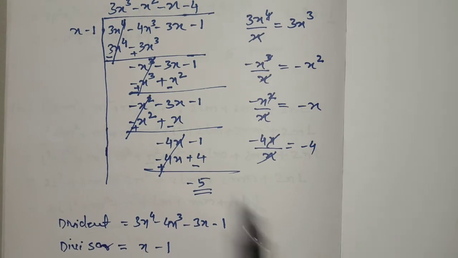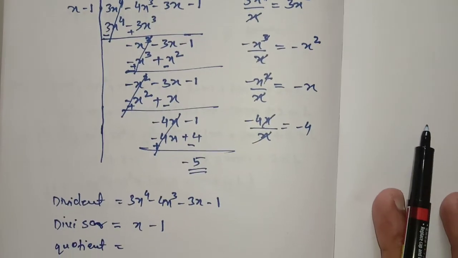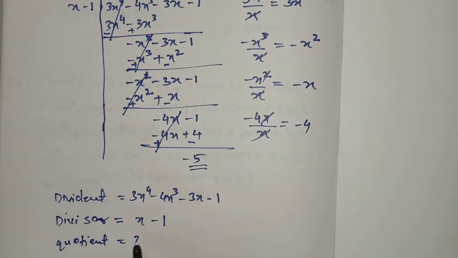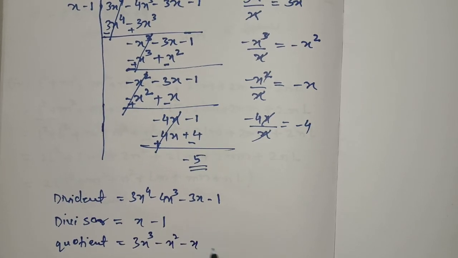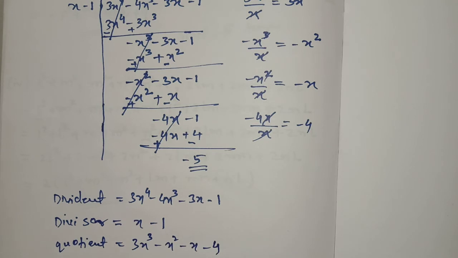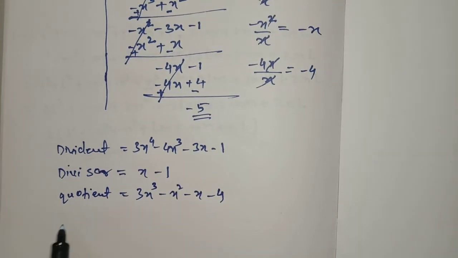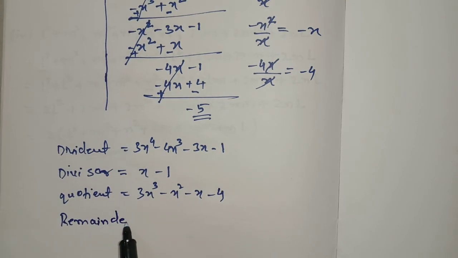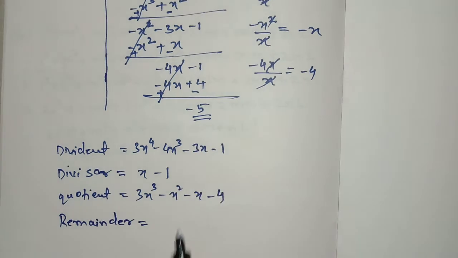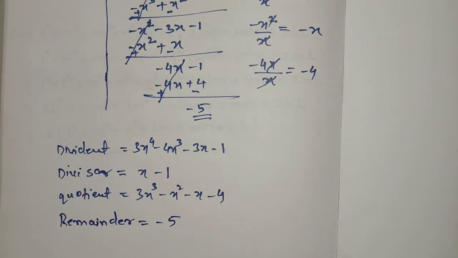Okay, here the quotient will be 3x cube minus x square minus x minus 4. Then we have to write the remainder. The remainder is minus 5.